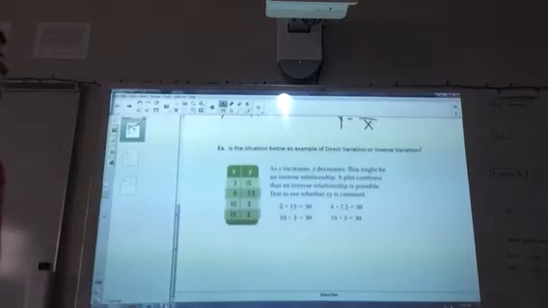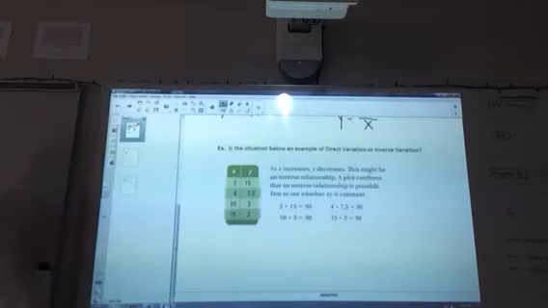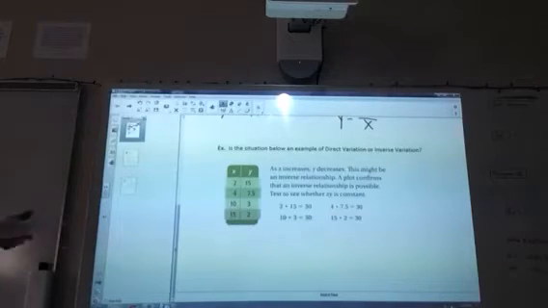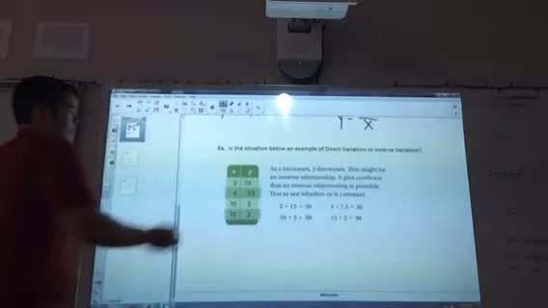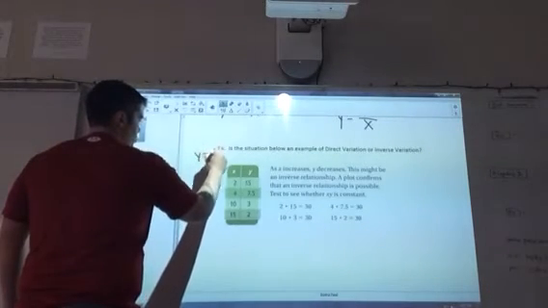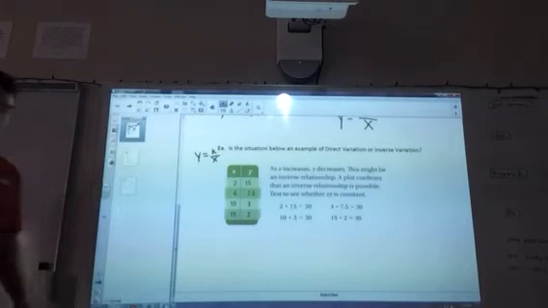An example. Is the situation below an example of direct variation or inverse variation? Let's go ahead and read it. Obviously there's a chart there with some things written, but let's go and read the paragraph. As x increases, y decreases. This might be an inverse relationship. A plot confirms that an inverse relationship is possible. Test to see whether x times y is constant. So here's what we're going to do. Inverse variation, we're thinking y equals k over x, right?